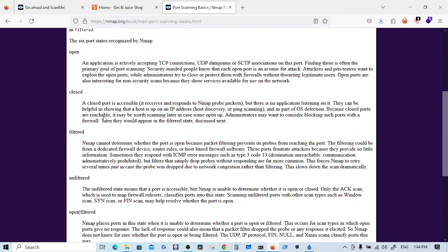A closed port is a port that is accessible. It receives and responds to Nmap, but there's no application listening on it. For example, there's no HTTP application listening, right?